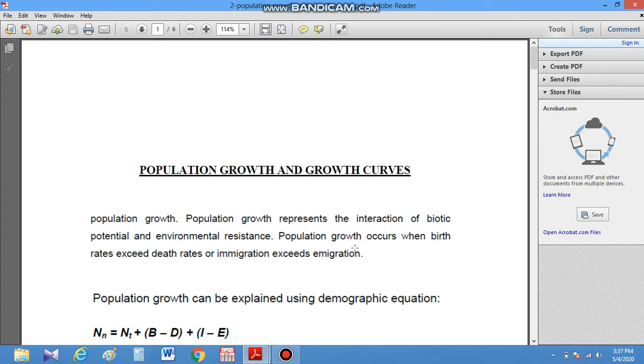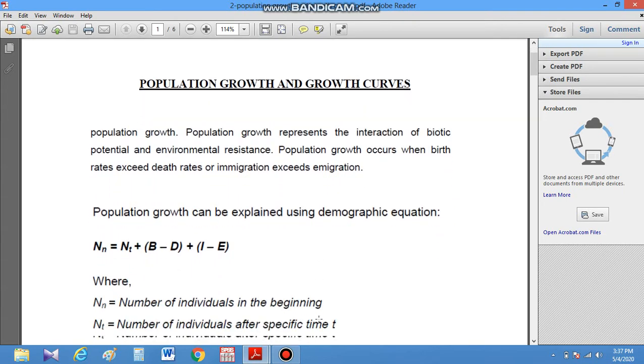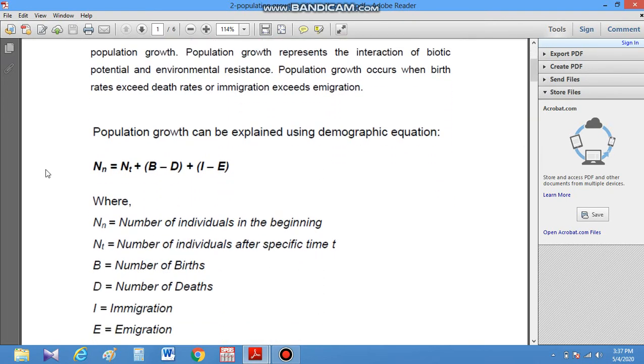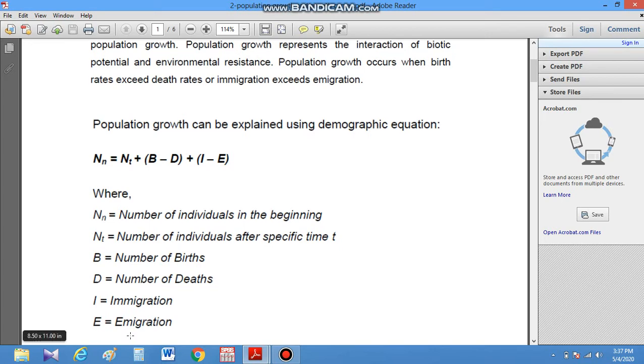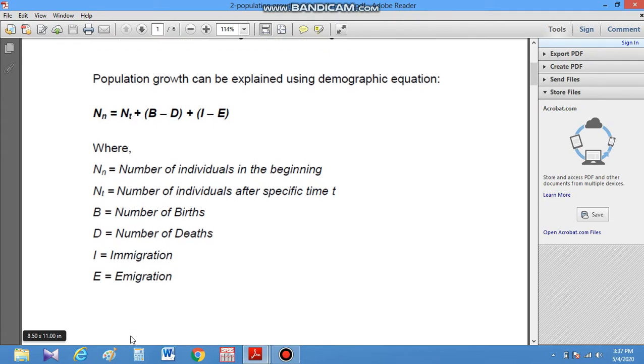We can explain how the population is growing by using this demographic equation. It is represented by this formula where N0 is the number of individuals in the beginning, Nt is the number of individuals after a specific time, B is the number of births, D is the number of deaths, I is immigration and E is emigration. So by this formula we can explain the population growth.